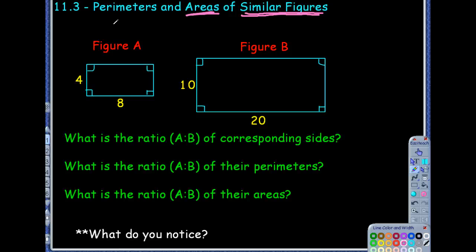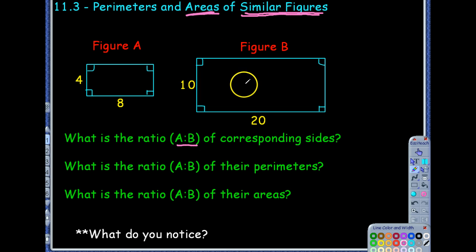Now, before we get to that, we have a little exploration. I want you guys to answer these 3 questions. Notice it says, what is the ratio of corresponding sides? And notice it says A to B, so figure A to figure B.